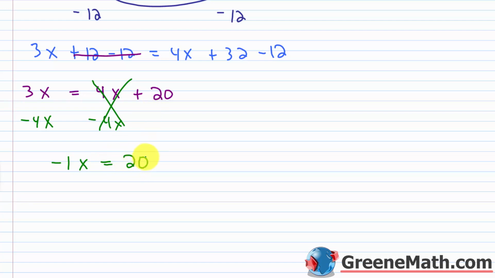Now my third step, now that I have a variable term equal to a number, is just to isolate the variable. So what's being done to the variable? In this case, you have a negative x, or again, a negative 1 times x.